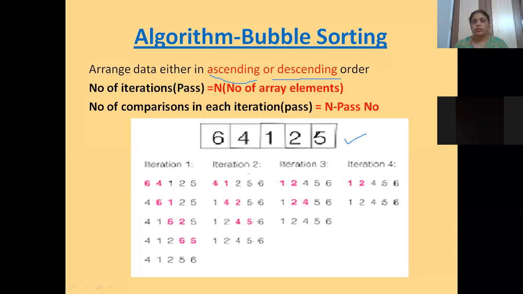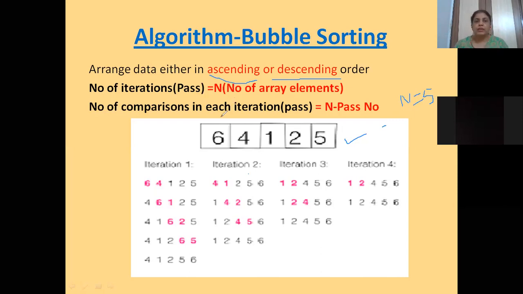The array elements are 6 4 1 2 5, which are not arranged in either ascending or descending order. We are arranging these array elements in ascending order. First, we see the number of elements: 1 2 3 4 5, so total n is equal to 5. n is your total number of array elements. Understood?